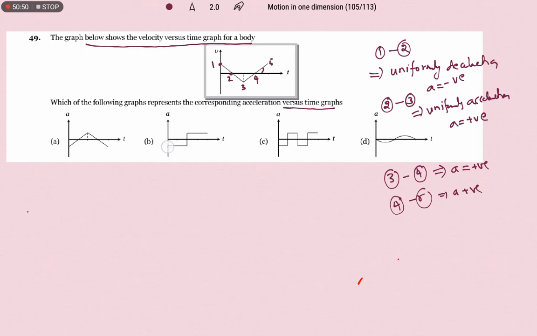Starting from negative acceleration, and then if you see here, this graph is going to change its direction. Now at this point it is going to change its direction. That's why let us see in this A, B and C. Let us compare B and C. So 1 to 2 is negative acceleration, right? And then 2 to 3 will be positive acceleration.